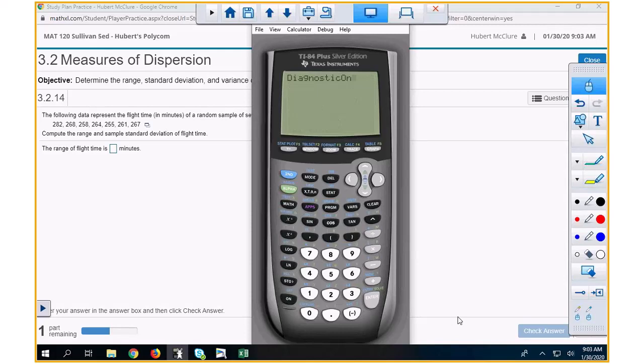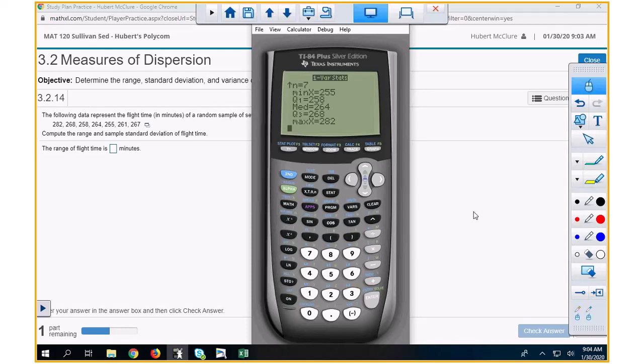Diagnostic on basically means I want to turn on everything I can see when I get an answer. I want to put everything on the screen that comes with the calculator. Hit diagnostic on, and boom. Now you can see whatever you want to see if your calculator will do it. So you go to stat, calculate, first variable statistic, and calculate. And now your calculator should show the 5-number summary.